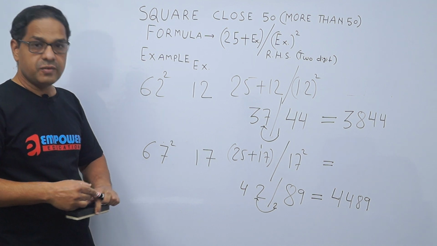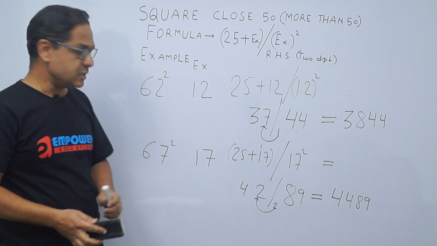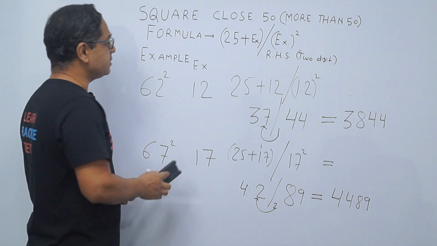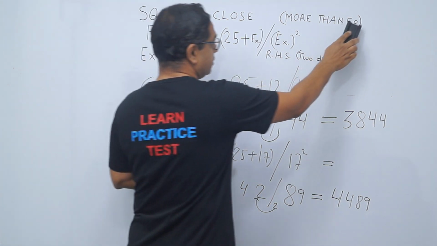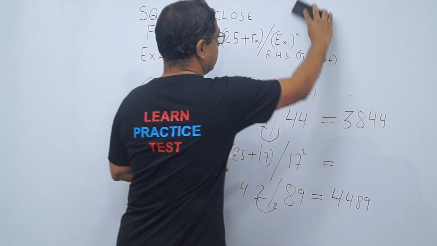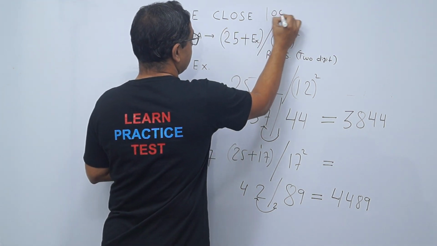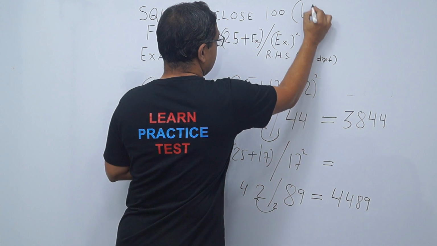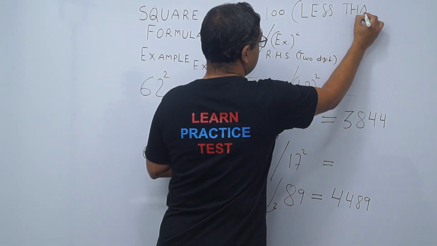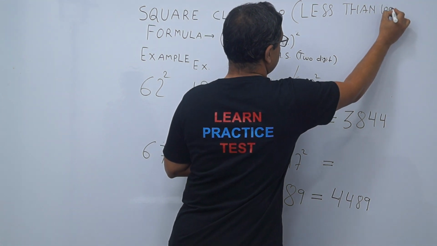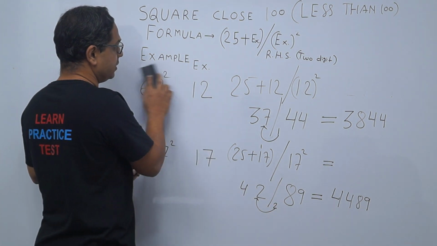So now we'll do another technique of squaring some specific numbers. Now let's take a number close to 100 and less than 100. Let me explain another technique: squaring a number close to 100 and less than 100, like 99, 98, 91, like that.